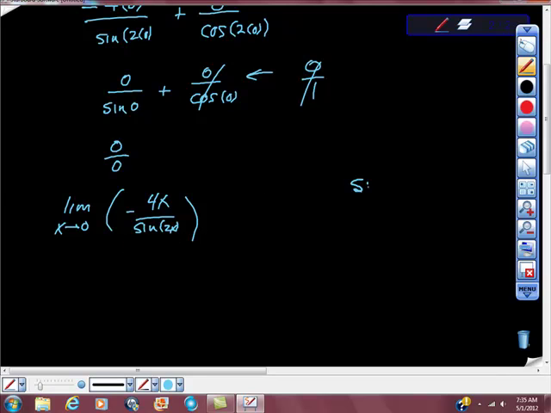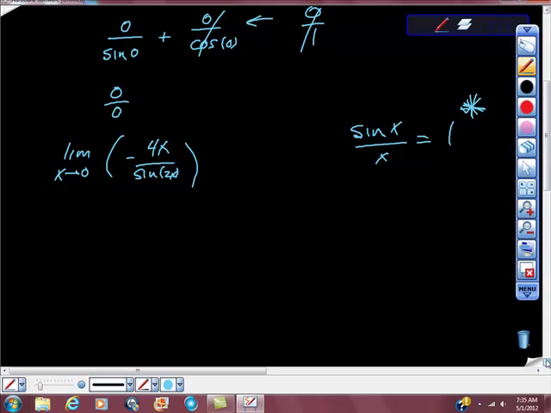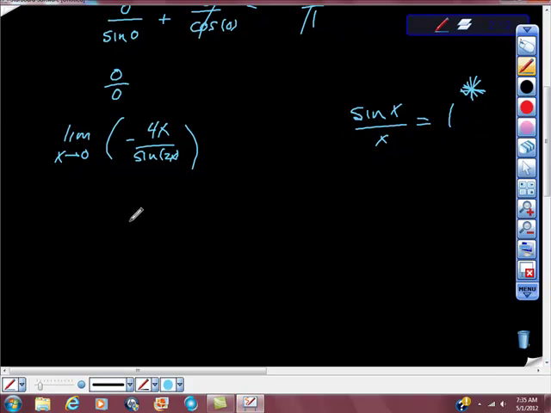How do I know that? Because the limit of sine of x over x is equal to 1. Really, really important to know. So let me make a star out of that. Really, really important fact to know for this test. However, in this case, what I'd like to do is this. We're going to multiply by a coefficient of 1/2 to get to this point.